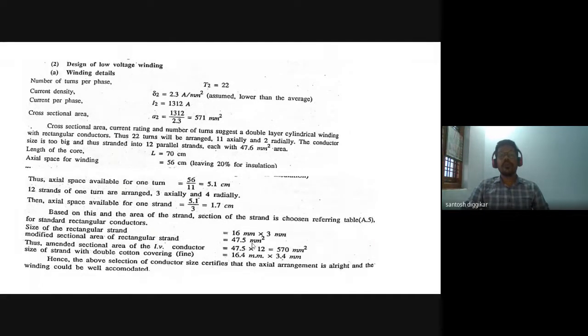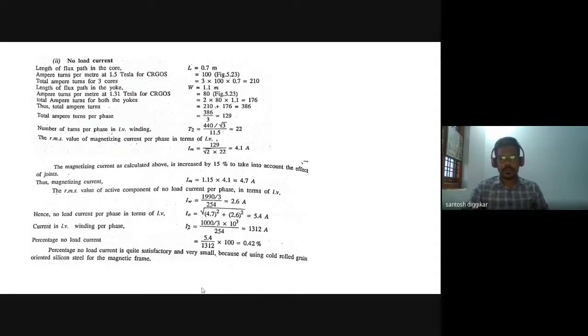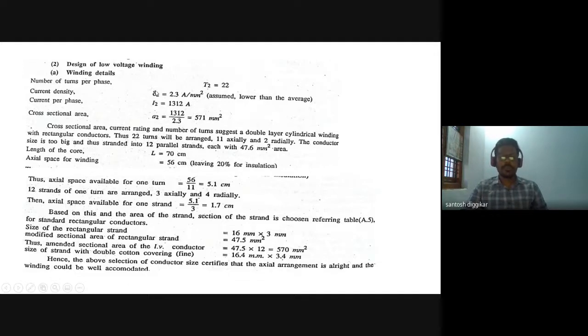Next, design of the low voltage winding. For the low voltage winding, the number of turns per phase is T2. How did we get this number of turns per phase? The number of turns per phase in the LV winding, T2, equals the LV phase voltage, 440 divided by root 3, divided by 11.5, which is equal to 22. So the number of turns per phase T2 is 22.